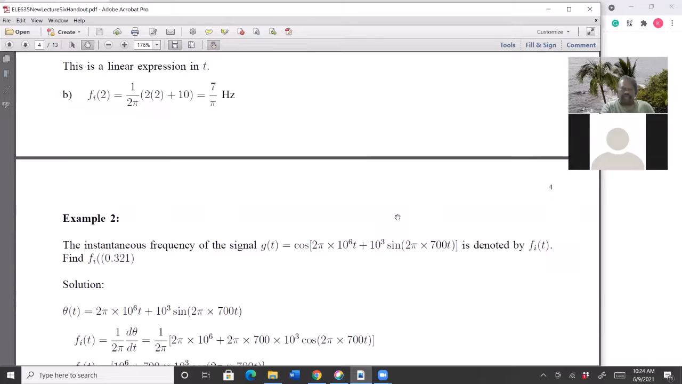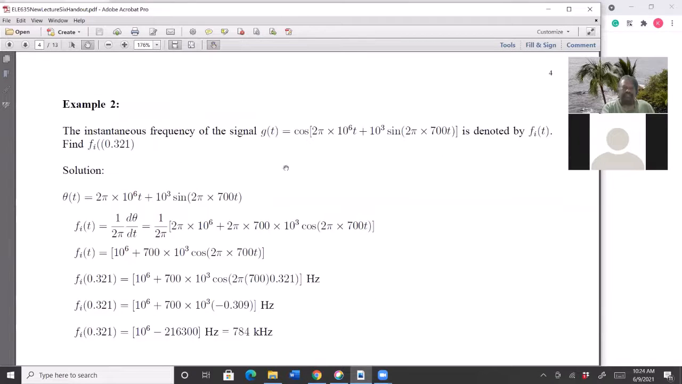Now I have a more complicated example. The instantaneous frequency of the signal g of t is denoted by f_i of t. Find f_i at this number. The reason I keep substituting numbers is because, remember, in the last three offerings of this course, all the exams were multiple choice. But also, plugging in numbers increases your understanding. Your final will also be written and you have to upload everything to D2L.